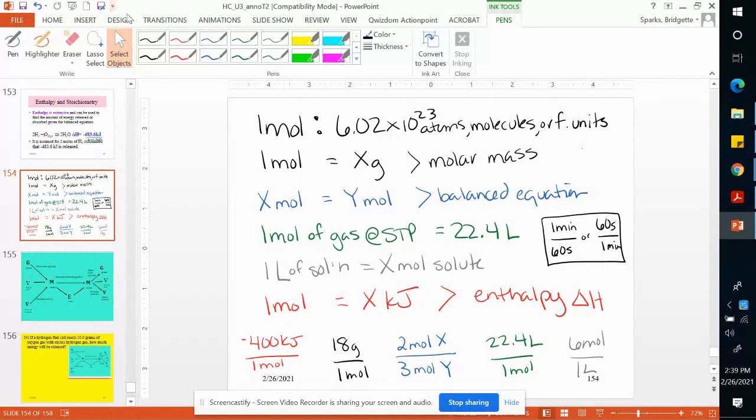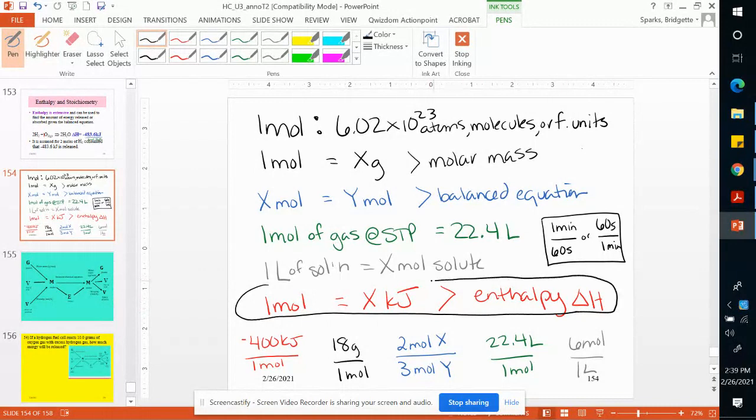And now we have this new conversion factor right here. This new conversion factor relates moles of material to an amount of energy, because a lot of chemical reactions and physical changes have energy changes associated with them. While we have all these conversions, like 18 grams per 1 mole or 22.4 liters per 1 mole, in this case it's an energy per mole. My example here: 1 mole of reactant releases 400 kilojoules of energy when it reacts.